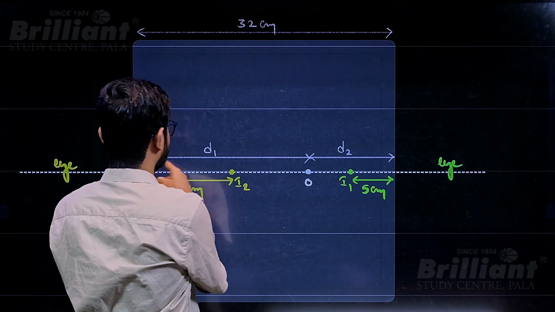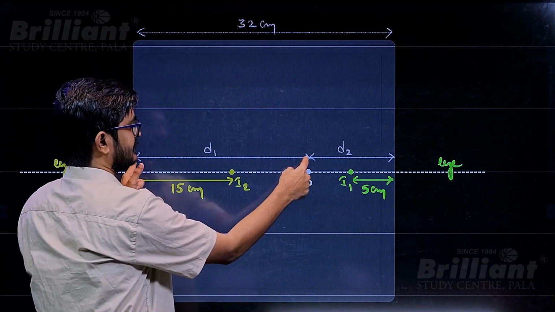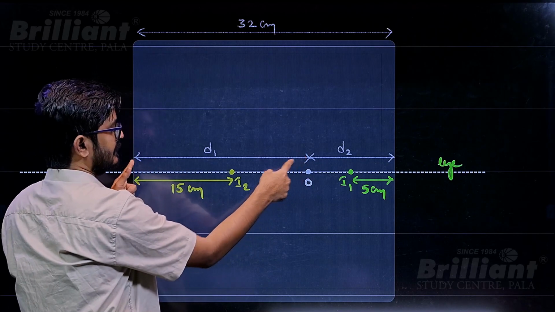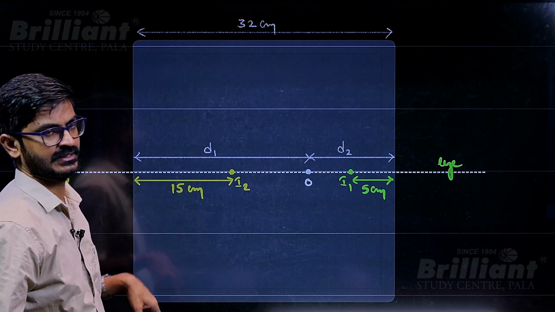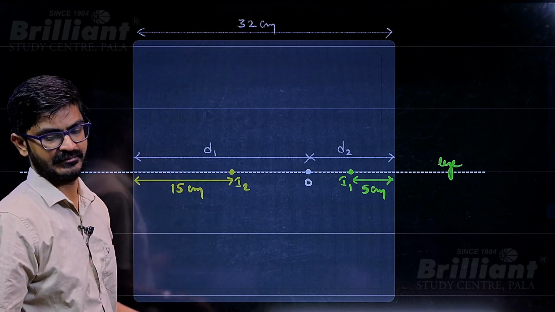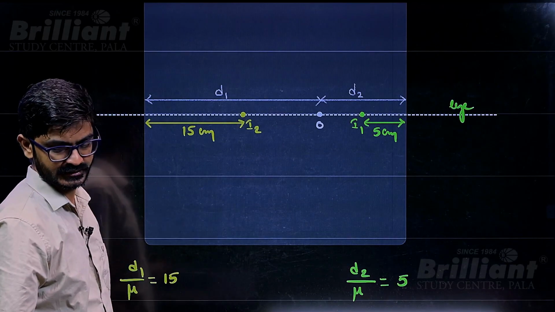So let me say this distance is d1 and this distance is d2. If the object is at a distance d1, then image is 15. So I can say image has to be at d1 by mu, right? We have just seen when it is shifting upwards, we will divide because it is less, right? So this distance I can call d1 by mu. d1 by mu is 15.